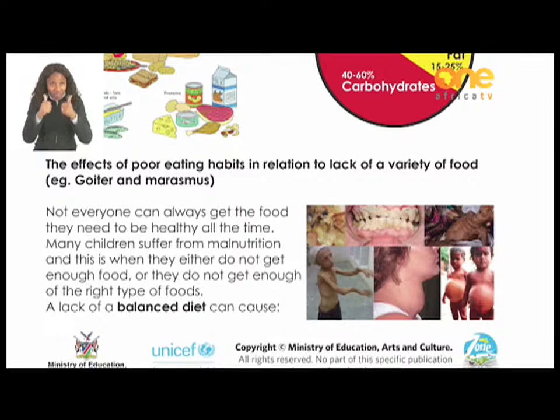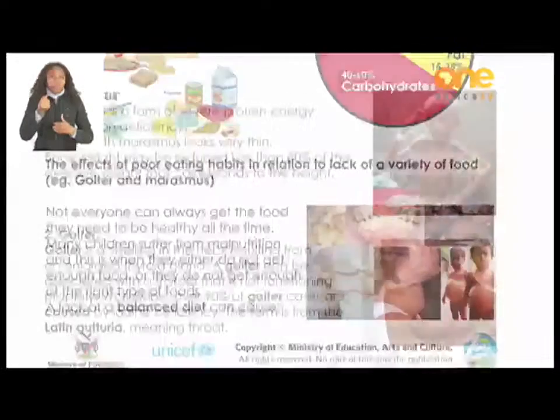You can see that the picture is showing you different malnutrition diseases. These are diseases that you can get if you don't eat a balanced diet. You can see there on the picture, we have scurvy, that is a disease that can destroy your gums. We have kwashiorkor, we have marasmus, we have goiter. Now let's move to page 18.